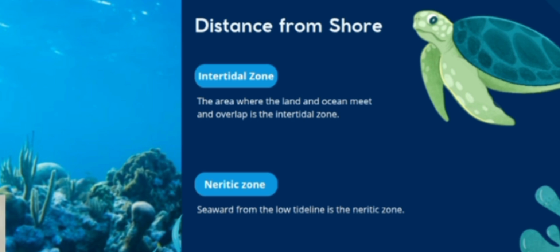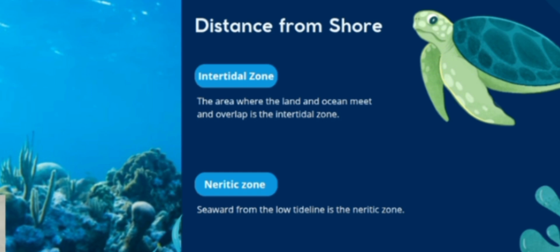Let's proceed from that. As I mentioned earlier, the distance from shore: the intertidal and the neritic zone. The intertidal zone is the area where the land and ocean meet and overlap. This narrow strip between high and low tide lines is covered or uncovered by seawater with each tidal change. Here the land and sea appear to be in constant conflict. Only a few species such as rockweeds, barnacles, chitons, and mole crabs can survive the extreme temperature changes.